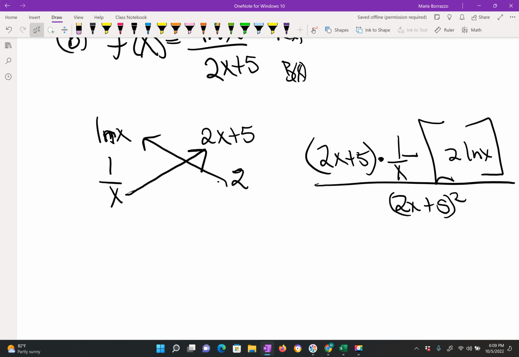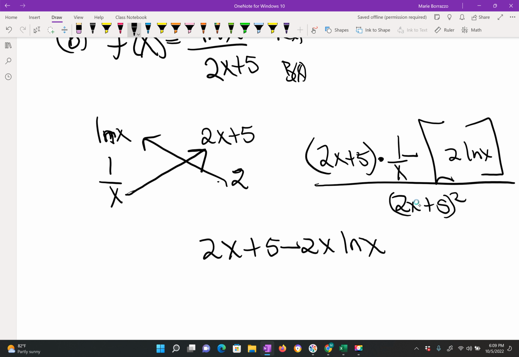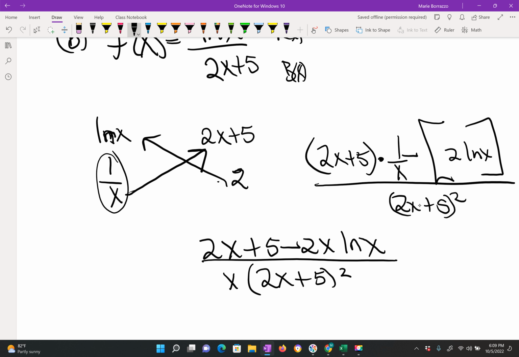So you end up with 2x plus 5 minus 2x natural log x. And all I've done right now is just distributed. And all of this is over the 2x plus 5 squared times x. This is the 1 over x part of the natural log. That's what's left here.